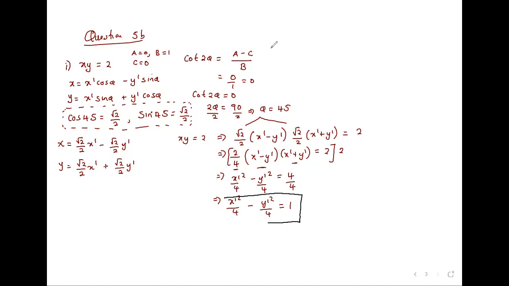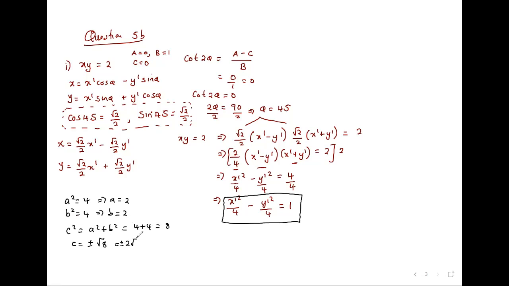And it's a hyperbola. So if it's a hyperbola, then what do we need? So a squared is 4, so a is 2. B squared is 4, so b is 2. So c squared is going to be a squared plus b squared, which is 4 plus 4, which is 8. So c will be plus or minus the root of 8, which is 2 root 2. Then we can have the sketch of this guy.